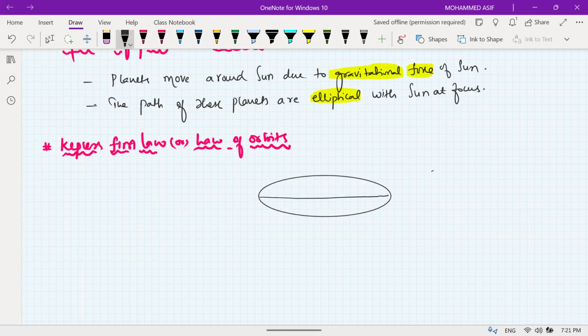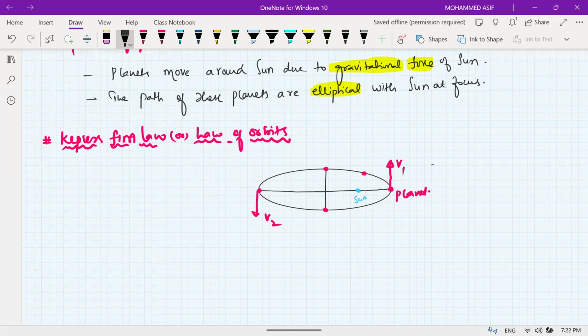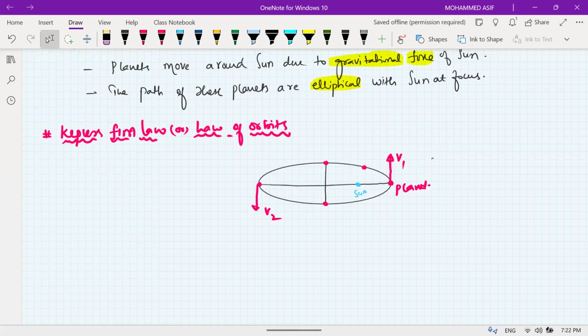This is your semi-major axis. This is your semi-minor axis. Now somewhere here is the sun, and all the planets are revolving around it. So this is your planet. This planet is revolving in the elliptical orbit around this sun. If it is somewhere here, it has a velocity v1. If it is here, the velocity is, for example, v2. The sun is at the focus, and this is your planet. Am I clear? So all the planets move in elliptical orbit with the sun at the focus, which is known as the law of orbits.